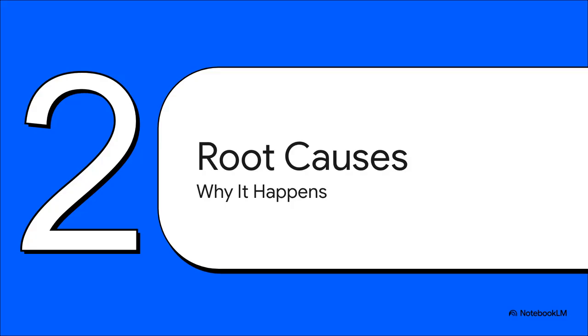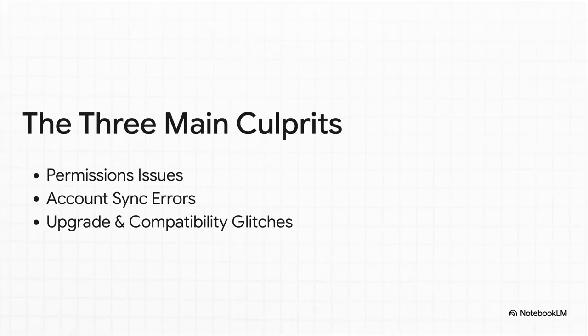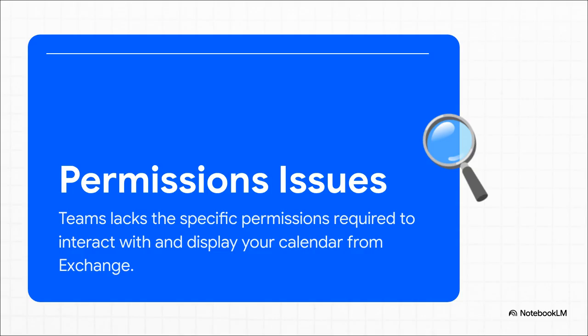Okay, so before we start fixing things, we've got to understand why this is even happening. If you know the why, you can pick the right how. So let's pull back the curtain on the main reasons this happens. It really boils down to three main culprits. First up, you've got permissions issues. This is basically Teams not having the right password to get to your calendar. Then there are account sync errors, just a simple miscommunication. And finally, you get these funky upgrade and compatibility glitches, which can pop up, especially if you're using the newer versions of Teams.